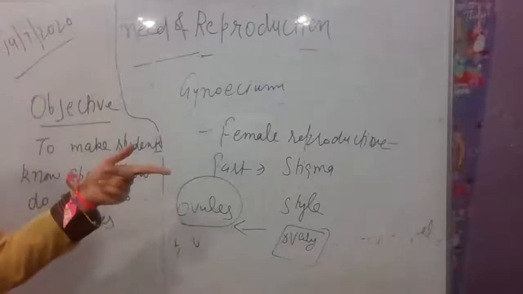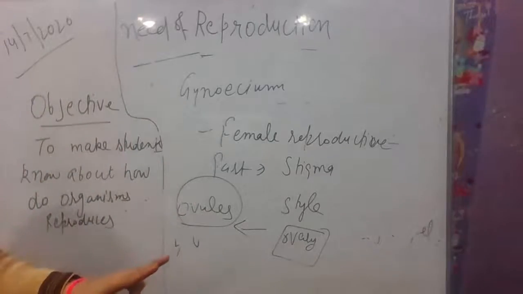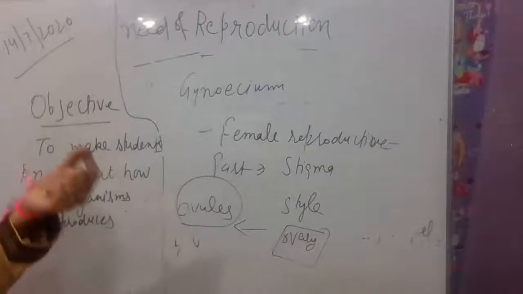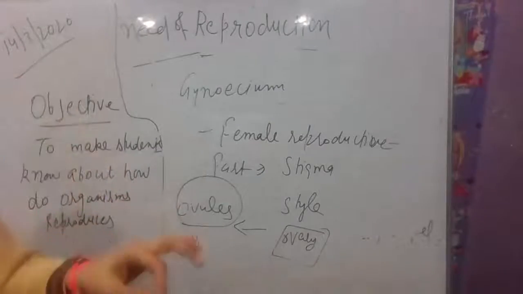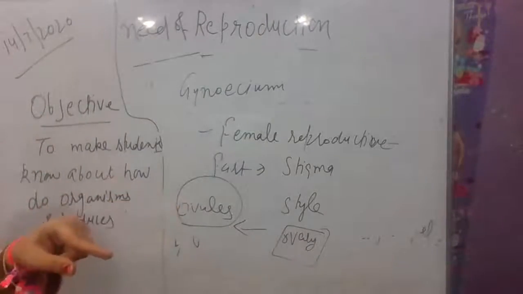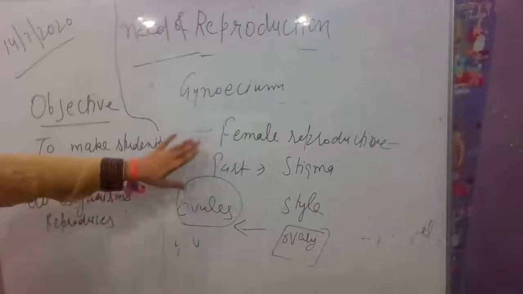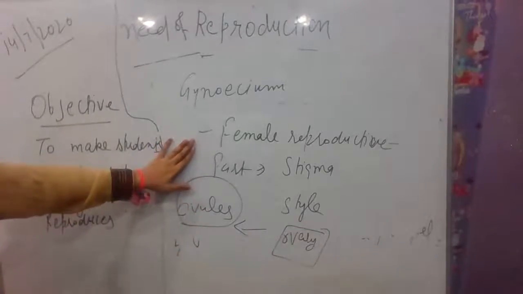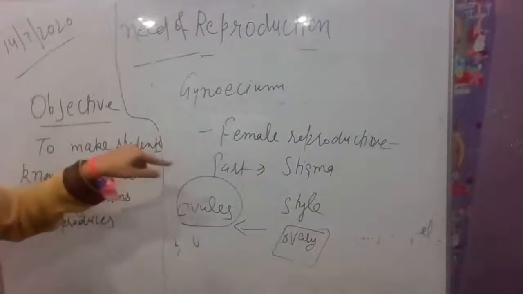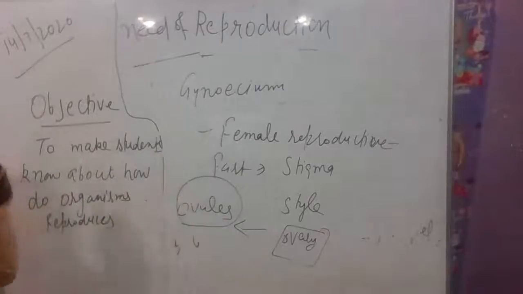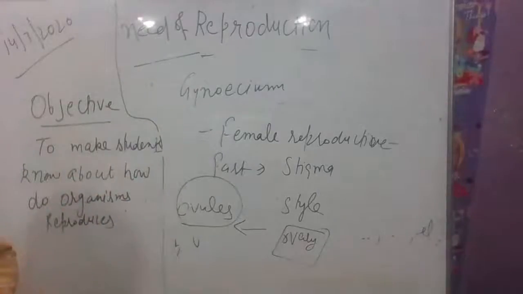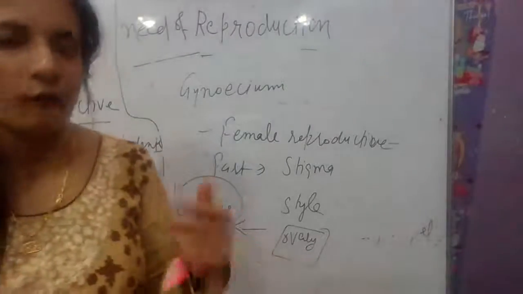Flower can be bisexual, it can be unisexual. Most of the flowering plants, when male and female reproductive parts are present in the same flower, same flower में male reproductive part भी होता है, female भी होता है, it is called, yes बेटा, bisexual flower. Example, mustard, hibiscus. And flowers in which either या तो male part होगा या female part होगा, it is called unisexual flower. Example, papaya, watermelon.